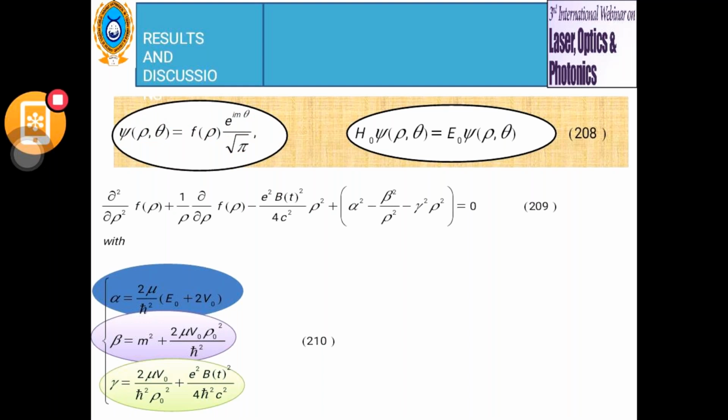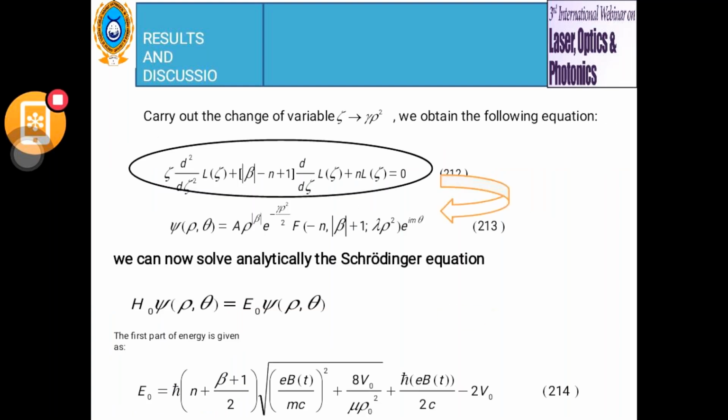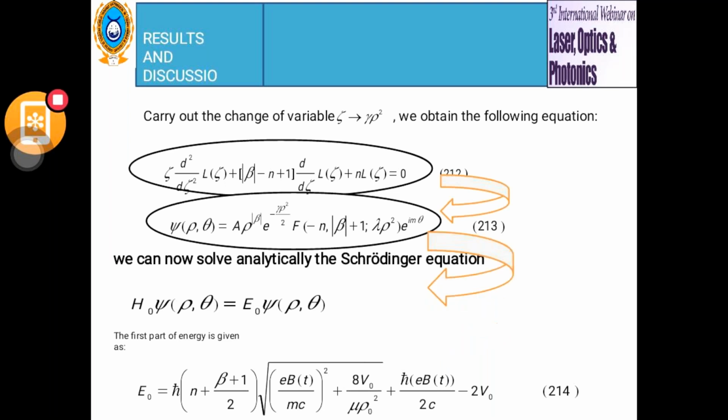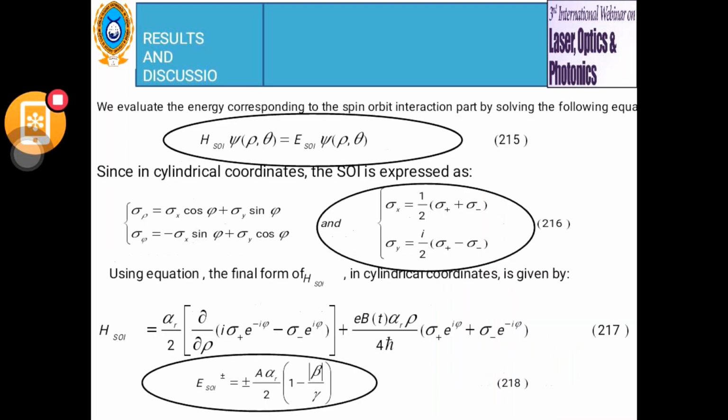The next step is to make some transformation to have an obvious equation that we can easily solve using H0 and the wave function given previously. So the energy E0 is given now in equation 214. After obtaining the equation, these are the different steps followed to solve it and get the energy in equation 214. After this, we are going to solve the energy linked to the spin orbit interaction part.